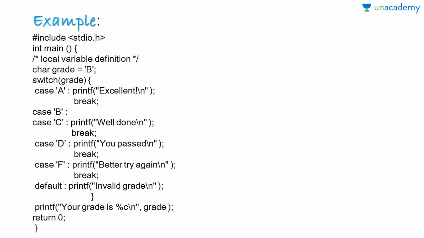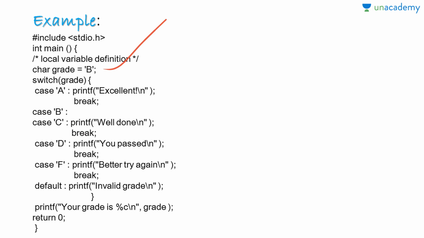So we'll understand through an example. See, here we have initialized grade equal to B. Now we are checking in the switch case for the grade. So if grade is A, print excellent. If grade is B or grade is C, print well done. So on it continues, and the default condition is printf invalid grade. So if it doesn't match any of these, print invalid grade.